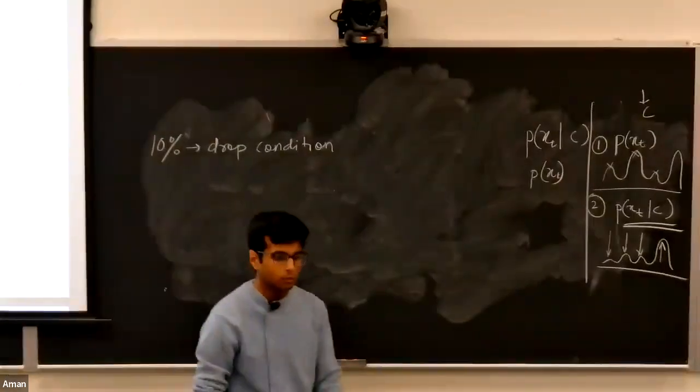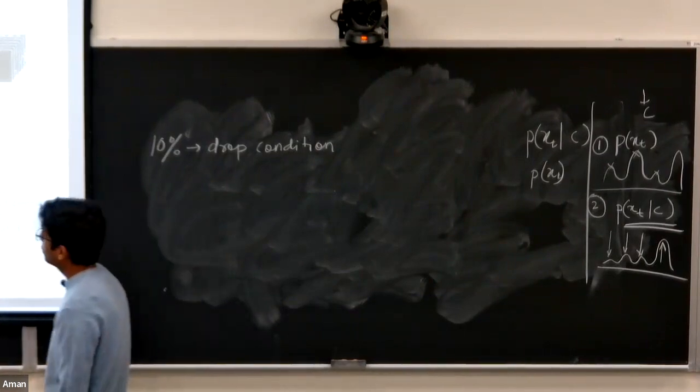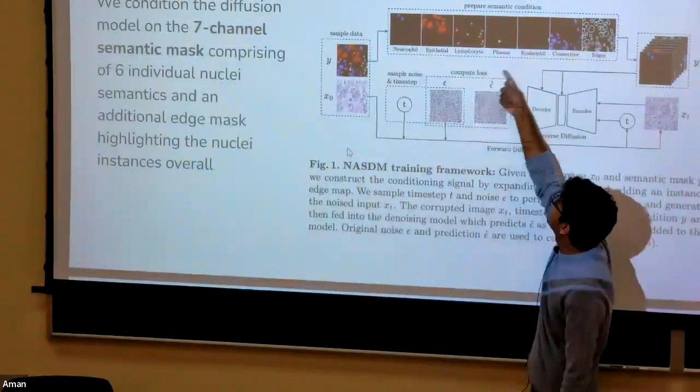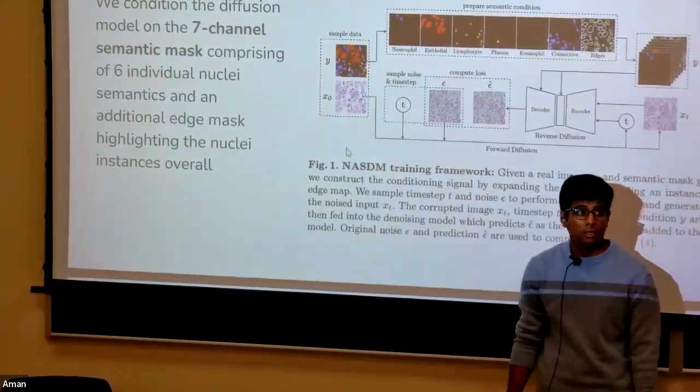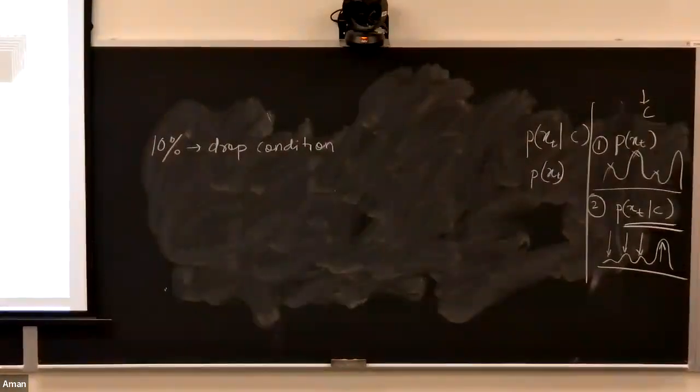what microenvironments look like. Okay, so in this work, what we want to do is condition on the 7-channel nuclei mask, right? So here the conditioning signal, instead of being text, is just a 7-channel nuclei mask. That makes sense? And we want to condition on this 7-channel nuclei mask to make the model generate images that are consistent with that mask.